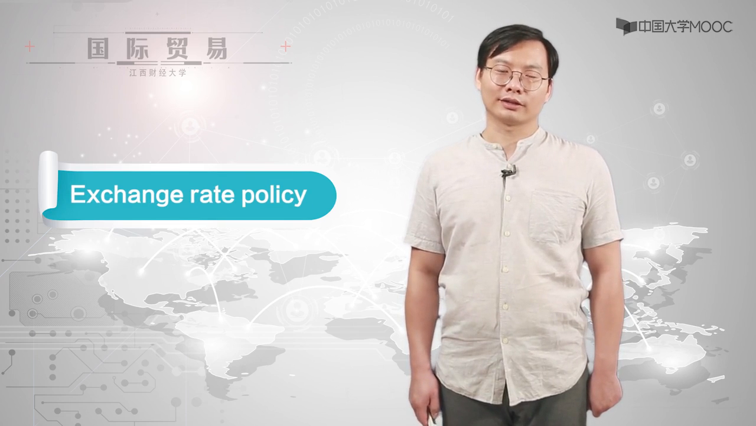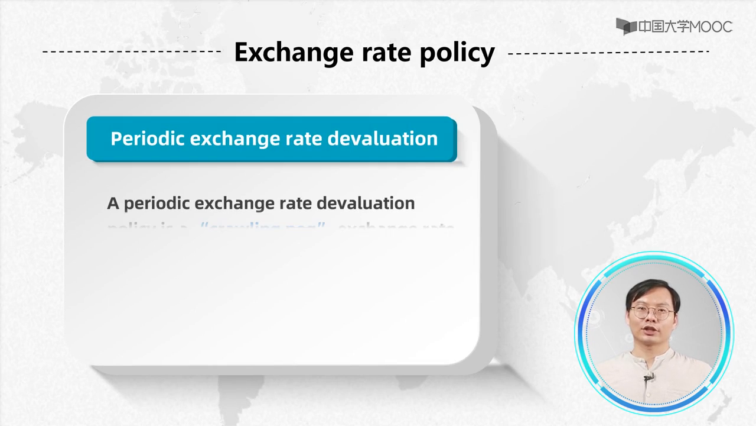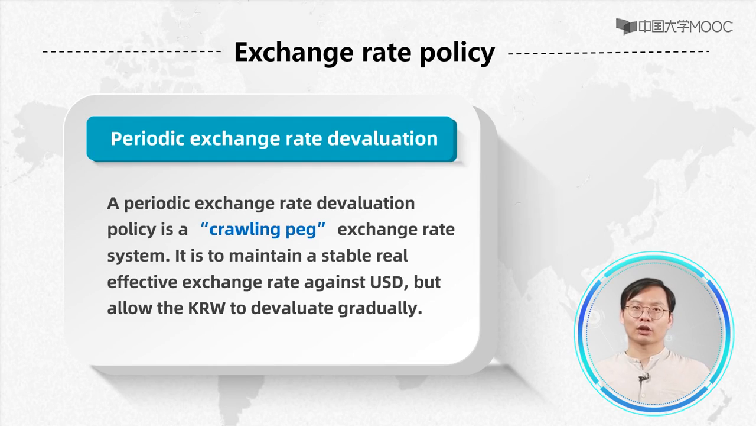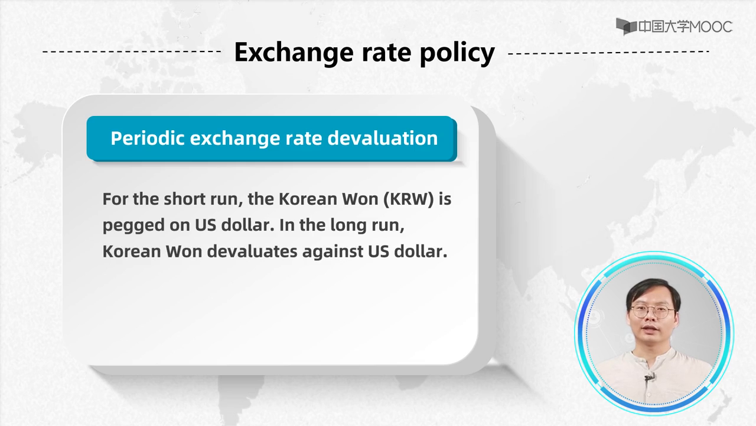First, exchange rate policy. An important instrument of government is strategic exchange rate devaluation. South Korea implemented periodic exchange rate devaluation. A periodic exchange rate devaluation policy is a crawling peg exchange rate system. It is to maintain a stable real effective exchange rate against the US dollar, but allow the Korean won to devaluate gradually. For the short run, the Korean won is pegged to the US dollar. In the long run, the Korean won devaluates against the dollar.